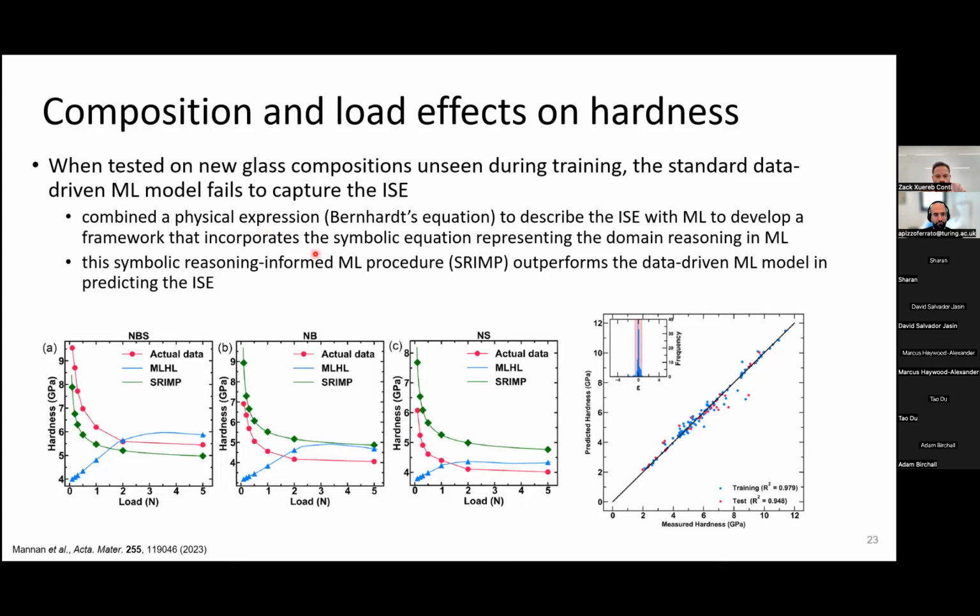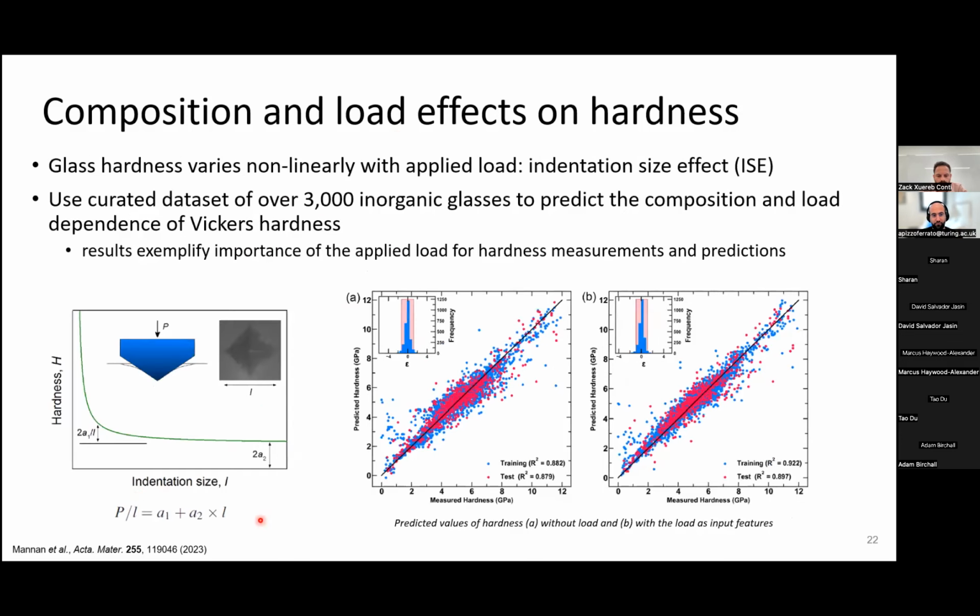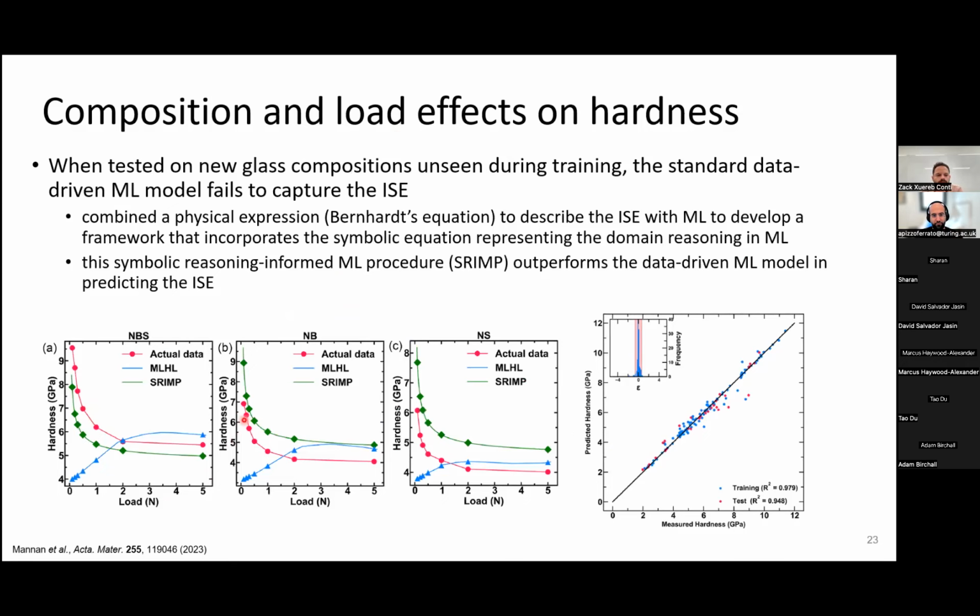And then the type of physics-informed or symbolic regression reasoning that we applied here was this so-called Bernhardt equation. That was the equation I had on my previous slide. It can be written in different ways, but the 2 parameters that go into it are related to the curvature, so how much of an effect there is, and what the hardness is when we go to infinite load or size of the indent.